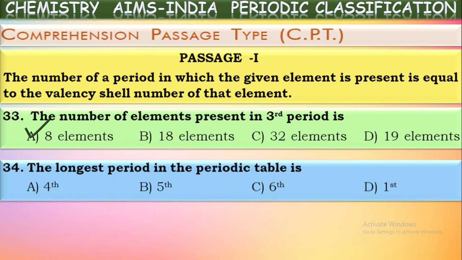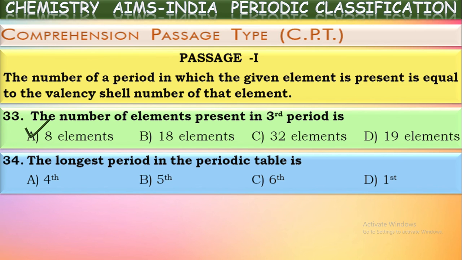Okay. Next, the longest period in the periodic table. Which period is longest? Just now we told that the 6th and 7th periods have 32 elements in each period, so they are called very long periods or longest periods. Now, out of these two, the sixth period is given here. So that will be the correct answer.